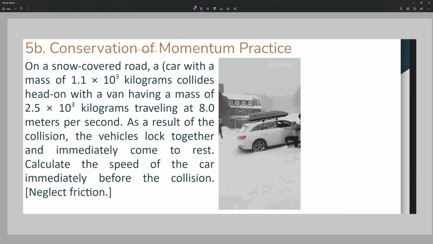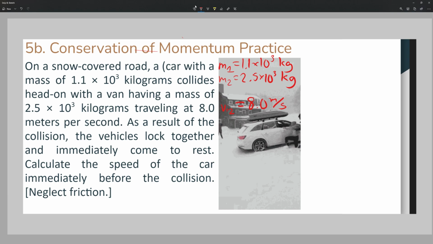Anyway, on a snow-covered road, a car with a mass, I don't know what the parentheses are there. So you have a car, and the mass of that car is 1.1 times 10 to the third kilograms. Collides head-on with a van having a mass of 2.5 times 10 to the third kilograms, traveling at 8 meters per second. So the van itself, the initial velocity of object 2, is traveling at 8.0 meters per second. As a result of the collision, the vehicles lock together and immediately come to rest.